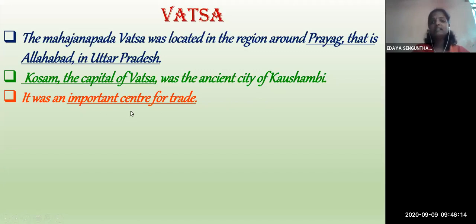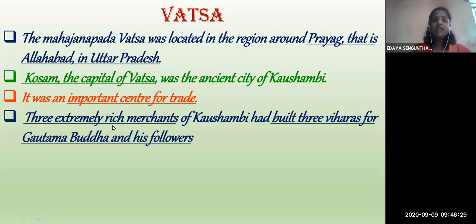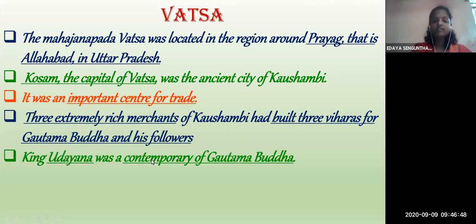It was an important center for trade, as Mumbai is an important city where many trade activities are conducted. Similarly, the main capital city of Vatsa, Kosam, was an important center for trade. Three extremely rich merchants of Kosambi had built three viharas for Gautam Buddha and his followers. Do you all know the viharas for Gautam Buddha?